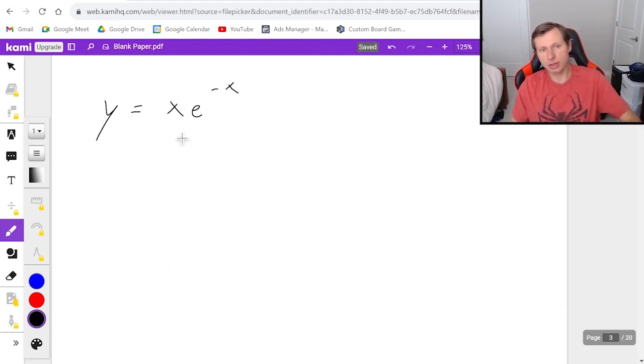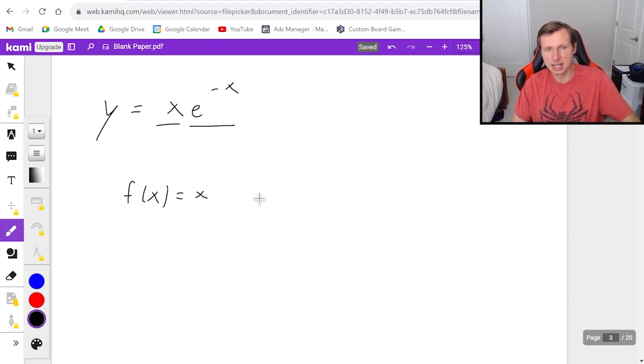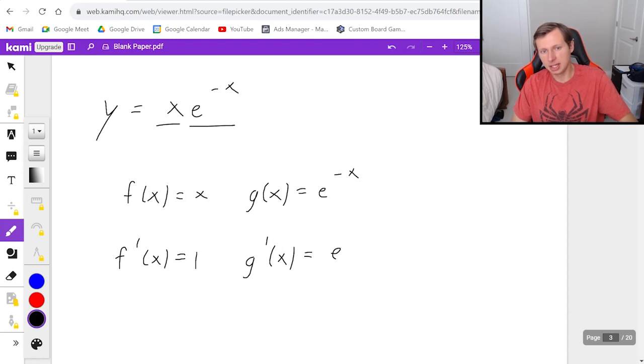Okay, so the secret for this one is the fact that we need a product rule. This is product rule because you have your f of x function here, x, and your g of x function here, e to the negative x. So I'm going to say f of x is x, and g of x is e to the negative x. And then the derivative of each of these, f prime of x is just 1. G prime of x is going to be e to the negative x times the chain rule on the negative x. Derivative of negative x is -1, and there we go.